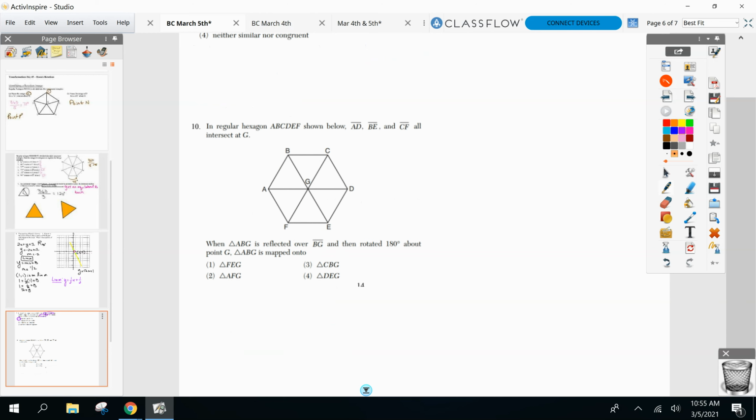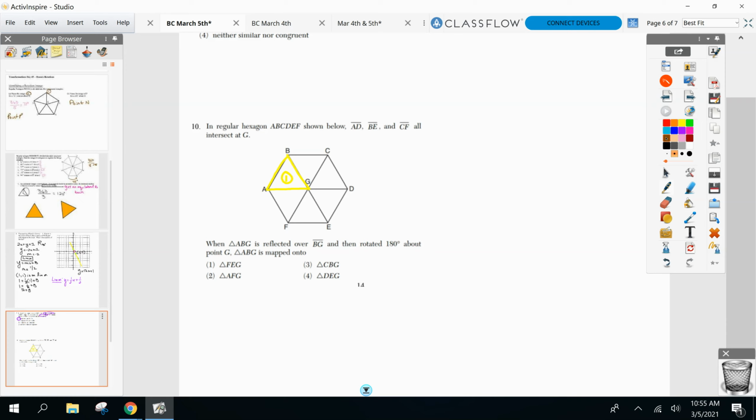Everyone start with triangle ABG. Start with triangle ABG. Reflect it over line segment BG for me. So flip it over line segment BG. And then I'm going to ask you where you ended up. So there's my starting triangle.